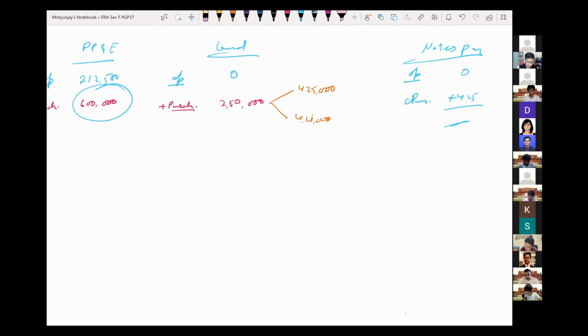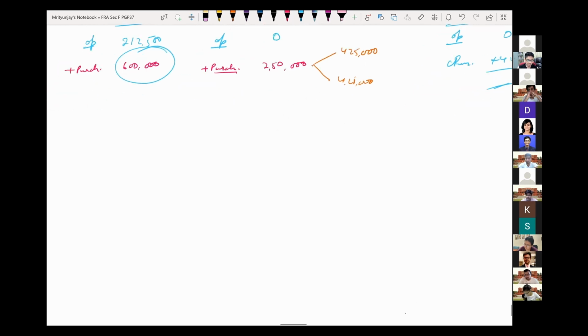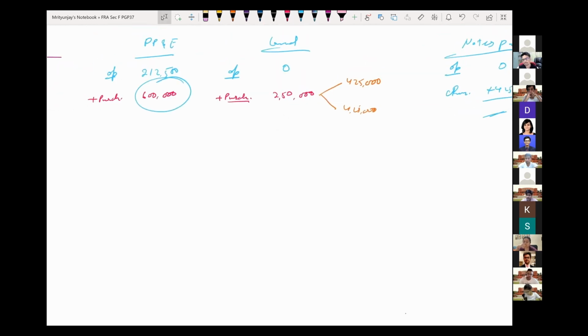Fine. Up till here, this example is pretty simple. That means the complication will come now. Let's come to the next point. Number 6. Number 6, some purchase and some sale has happened. You are purchasing plant as well as selling some old plant. Okay. How much we don't know. Purchase, it is pretty simple.